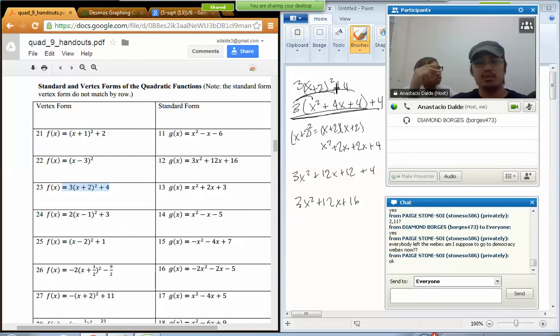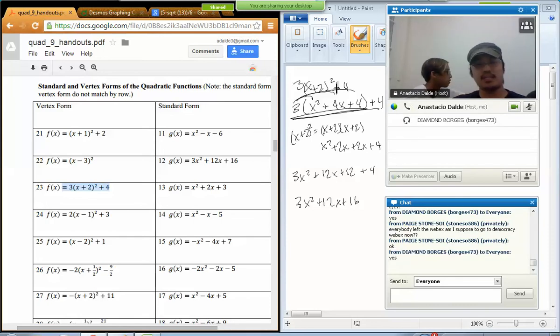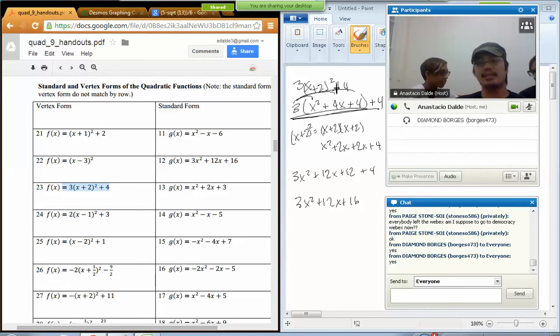Are we cool with that, Diamond? We cool with that, boys? Yeah. Cool. All right. So you guys understand how to translate between vertex and standard form? I think that would be the easiest way. One way you could do is if you gave me a standard form, I could turn it into vertex form for you. It would be a little bit more complicated. You would have to use this process called complete the square. I don't know if you guys are familiar with that, but I'm just saying.